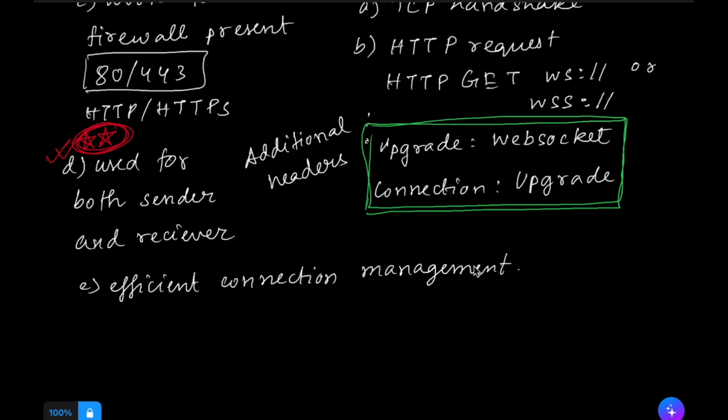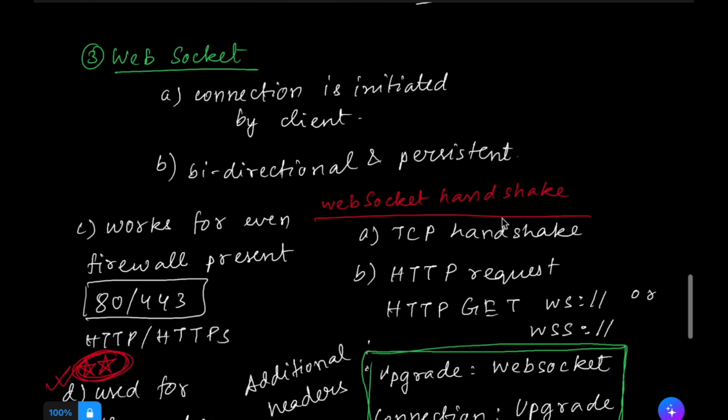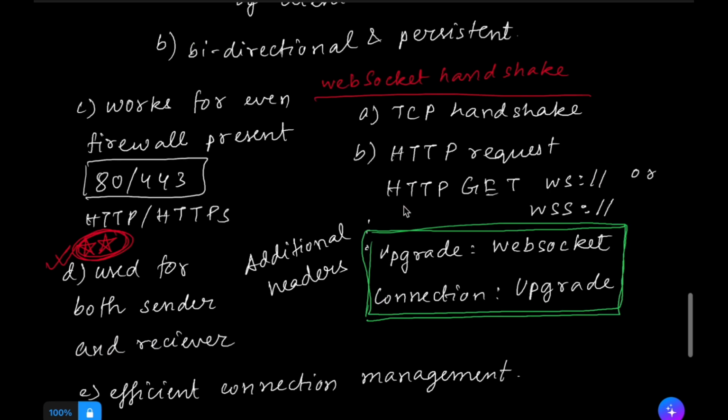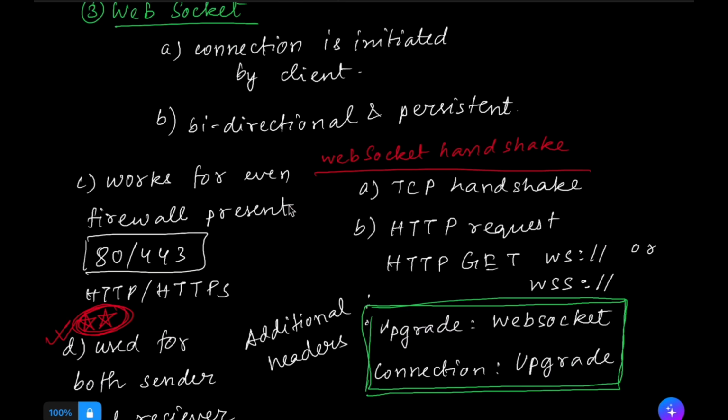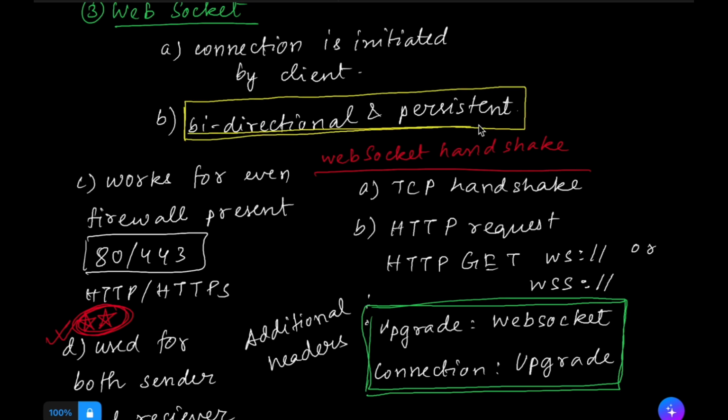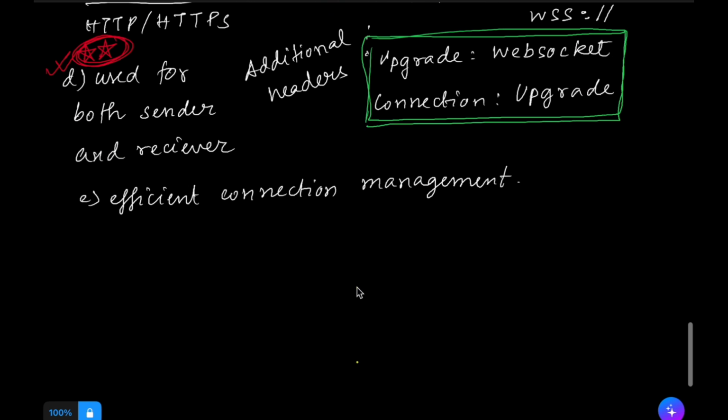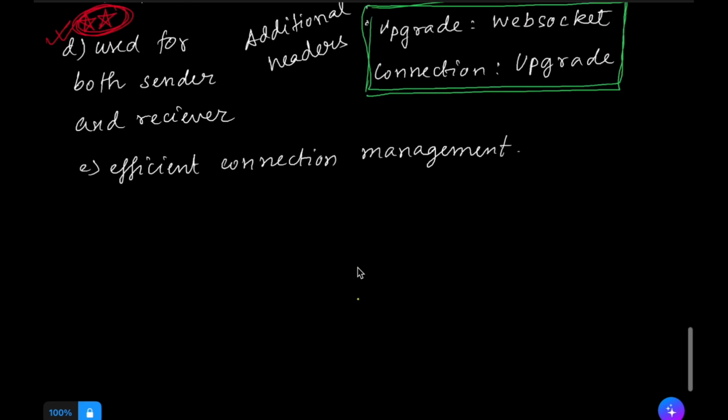So thus we use a WebSocket protocol to communicate with the chat server for both the sender side and the receiver side, and mind you, this is a bidirectional and persistent connection. So this is important: bidirectional and persistent connection.